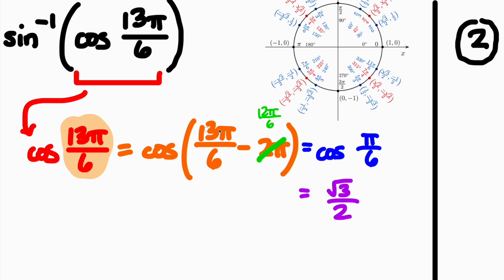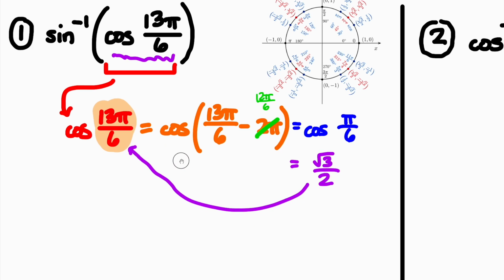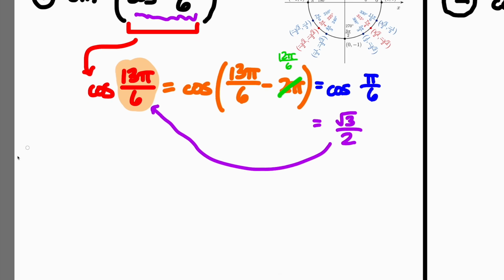Now, all of this is in one big succession of equal signs, so that means this root 3 over 2 is also equal to this cosine of 13 pi over 6, which is equal to this part right here that we started with. So now I can substitute that in to be the inverse sine of root 3 over 2. So I'm going to rewrite that real quick. Now we have the inverse sine of root 3 over 2. This big problem is now becoming a smaller problem because we solved that sub-problem of cosine of 13 pi over 6.